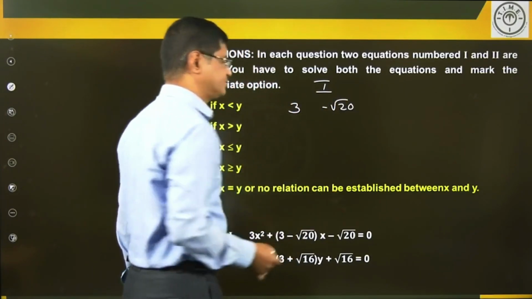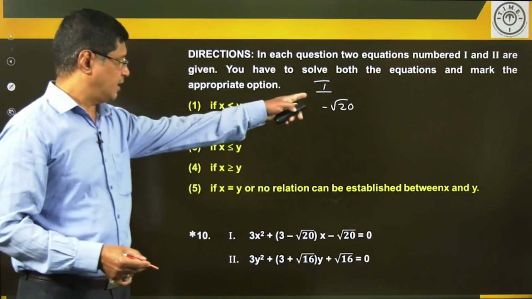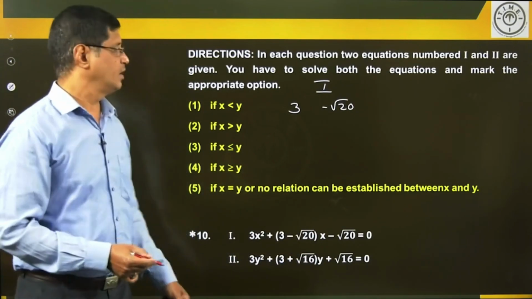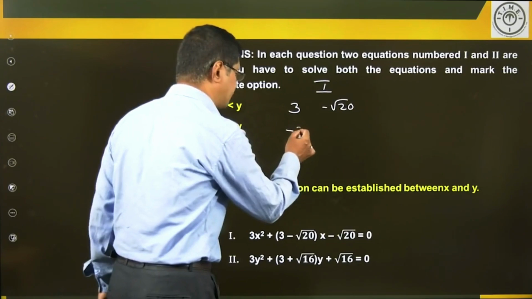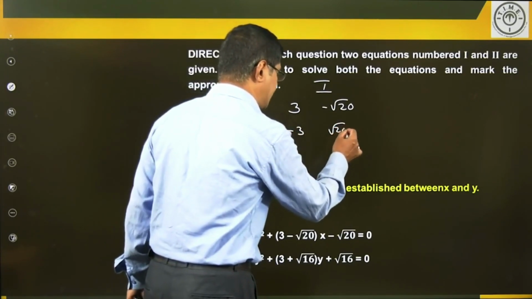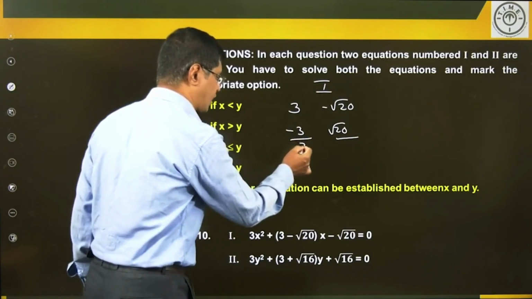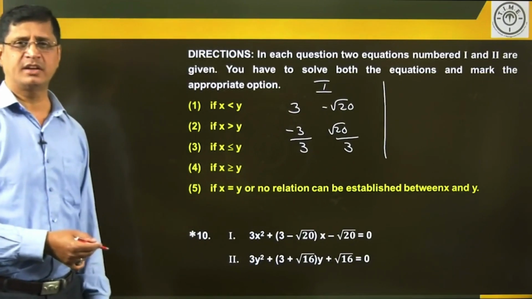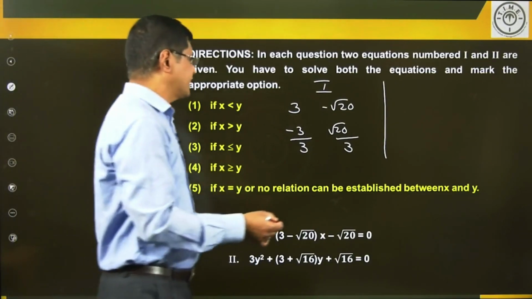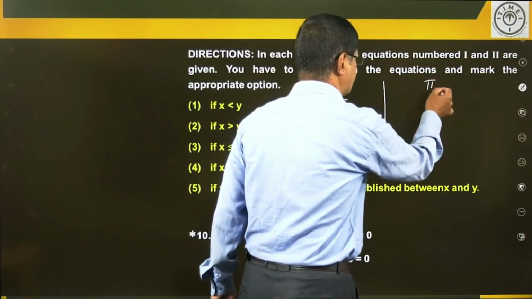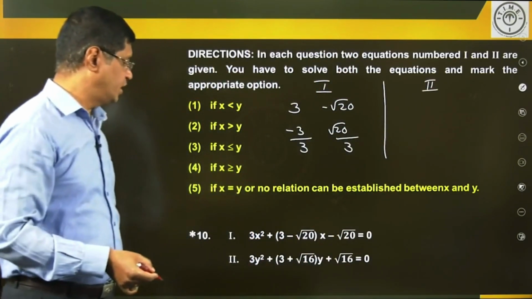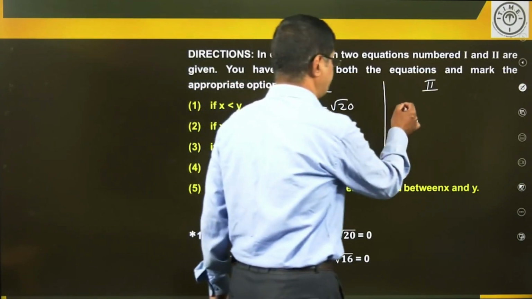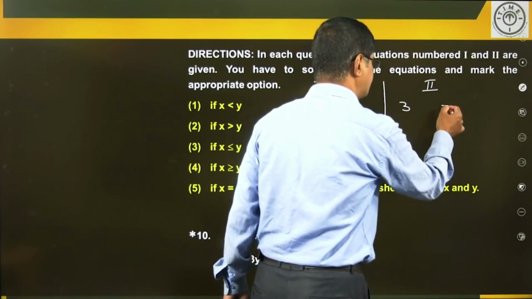Am I right? 3 and minus root 20. Sum of these two is equal to 3 minus root 20. What about the roots? Same numbers with opposite sign and divide with the coefficient of x square. So, these are the roots of the first quadratic equation. Similarly, observe the second quadratic equation. What about the roots here? What are the factors? 3 plus root 16.